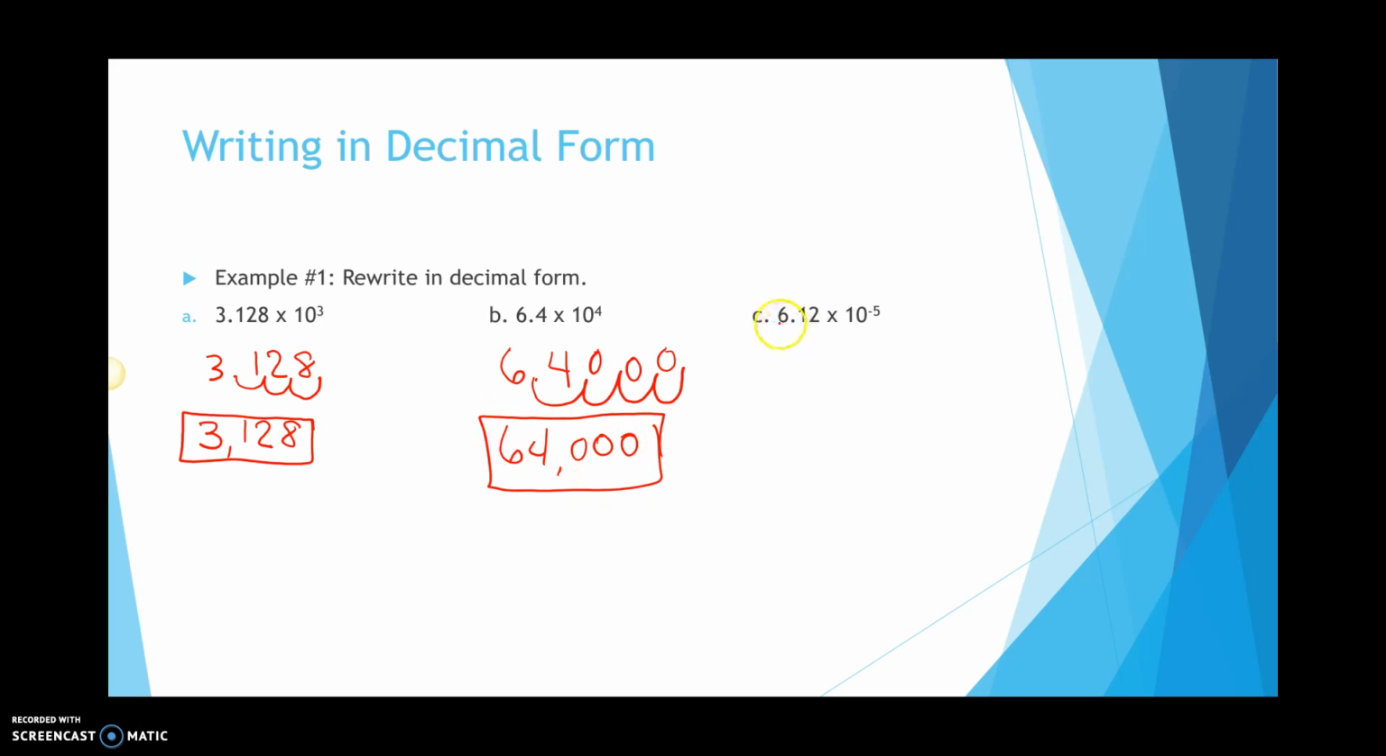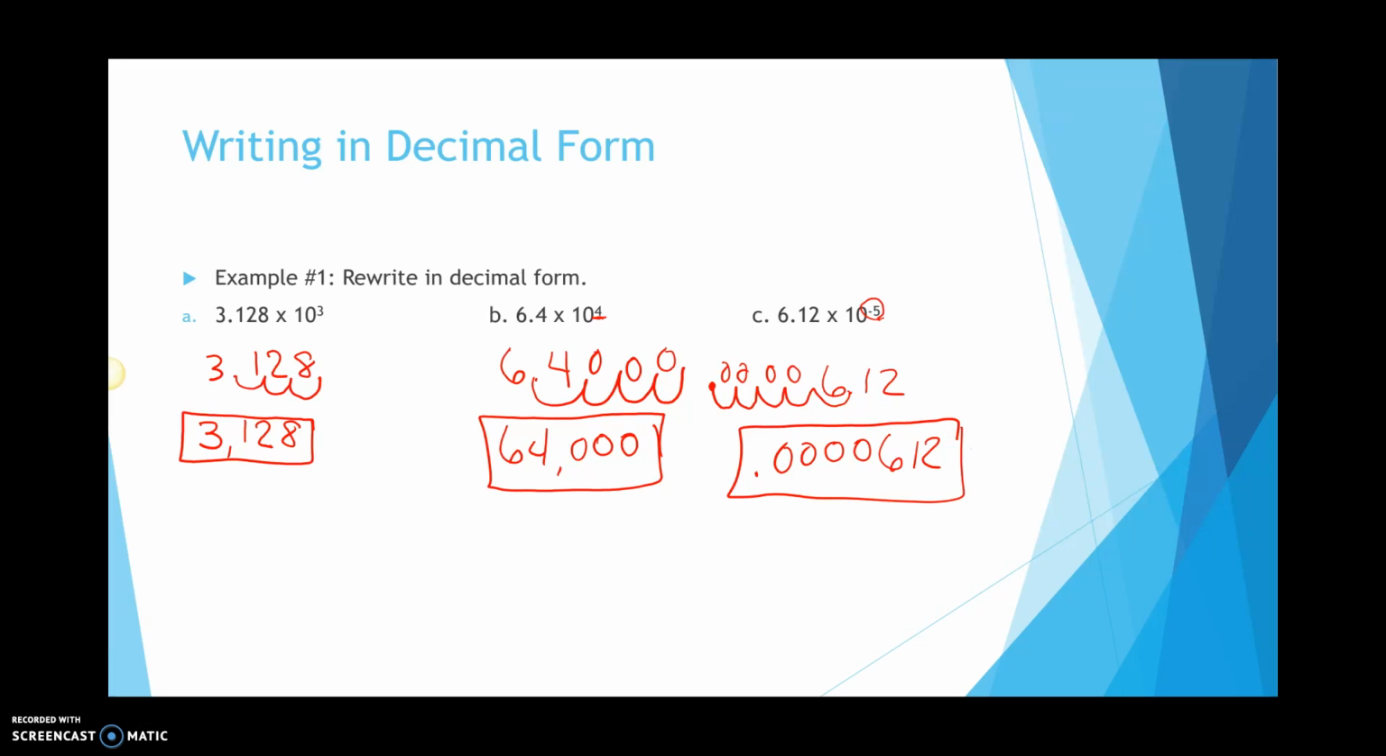The next one here, we have 6.12. Here we have a negative exponent, -5. So we have 6.12. Here we're moving to the left now, 5 places, not to the right. When we move to the right when the exponent's positive, we move to the left when the exponent's negative. So we go 1, 2, 3, 4, 5. Again, we fill in those empty spots with zeros. So we have 0.0000612. Answer. So that's how we go about doing that.